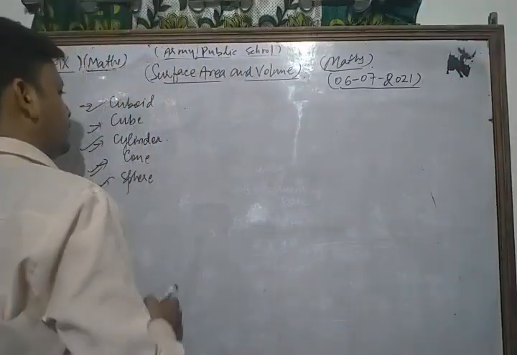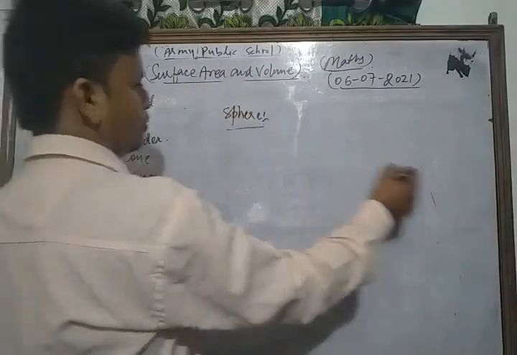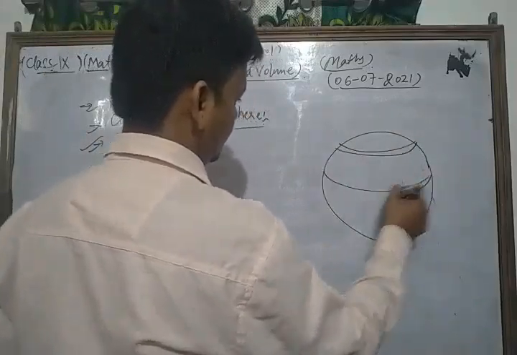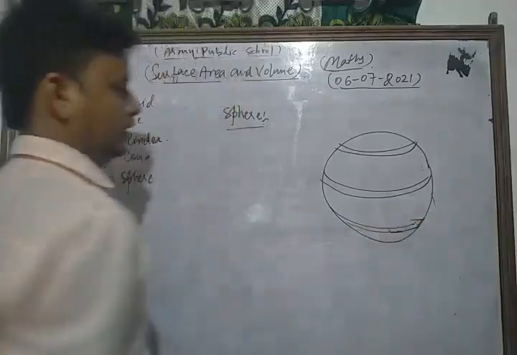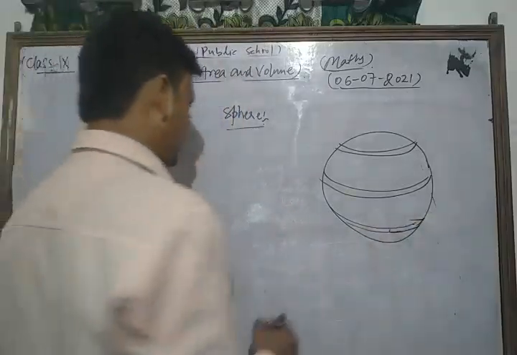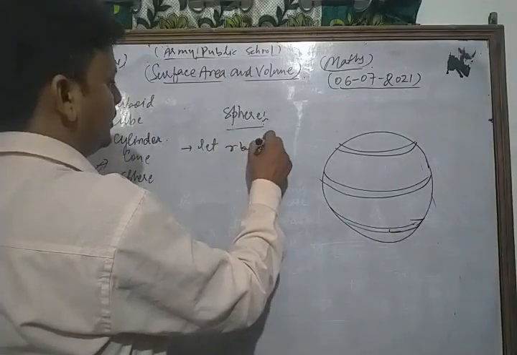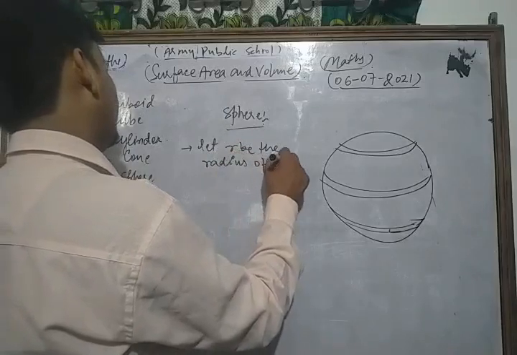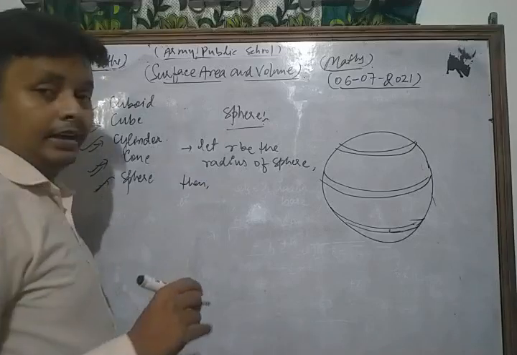Now we are going to discuss the sphere. A solid sphere is the form of this. This is the form of a sphere. This is the shape of a football. This is the sphere, and let us take R to be the radius of the sphere, then its surface area.